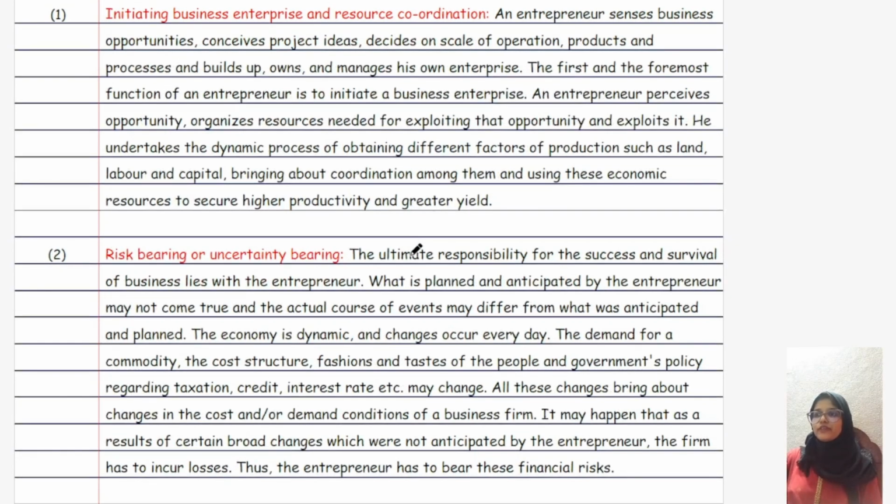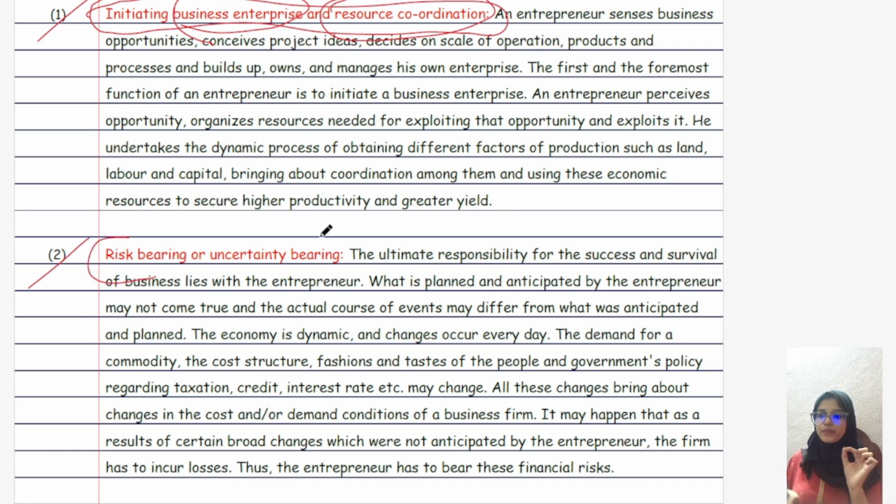Now we'll be seeing the functions of the entrepreneur. What are the functions of the entrepreneur? First coming up is initiating enterprises and resource coordination. Initiating business enterprises means starting the business, and resource coordination: you have all the resources, coordinate all the resources and put those resources into work. So the first main function of the entrepreneur is initiating business enterprises and resource coordination.